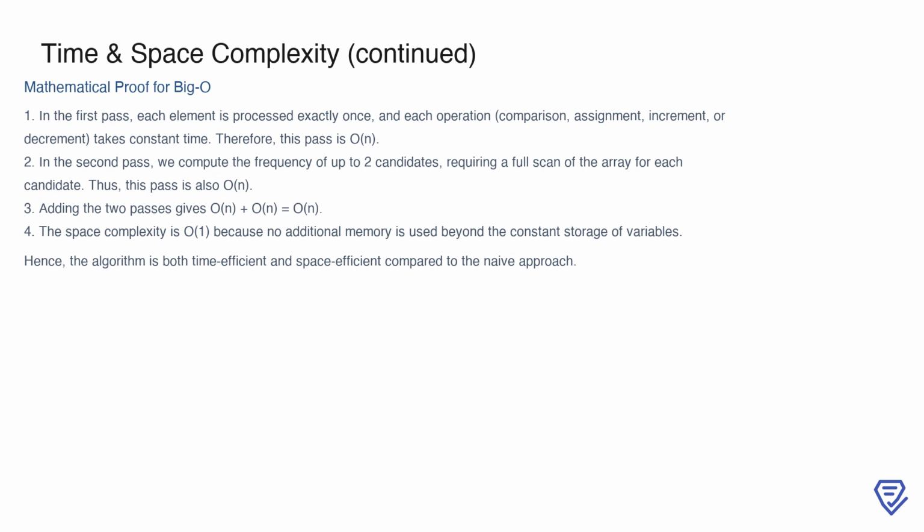For space complexity, the algorithm only uses a constant amount of extra memory to store two candidates, their counters, and the result list, leading to O(1). Therefore, we can conclude that this algorithm is highly efficient in both time and space usage, making it a significant improvement over the naive approach.